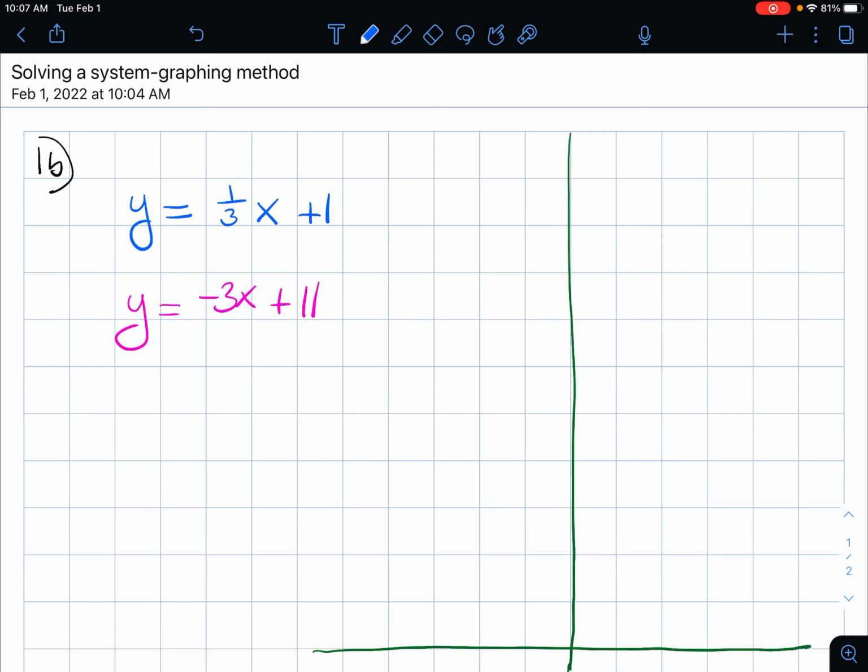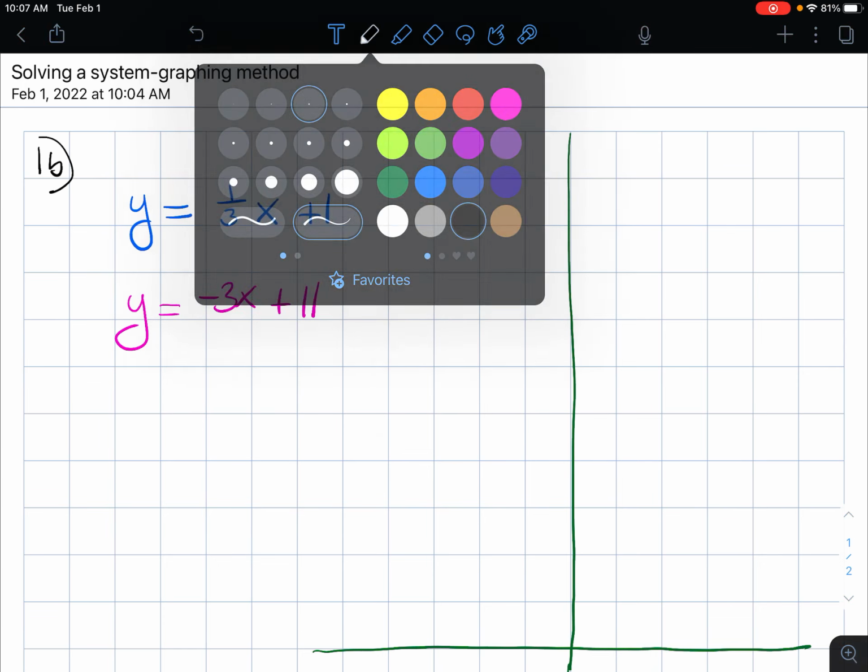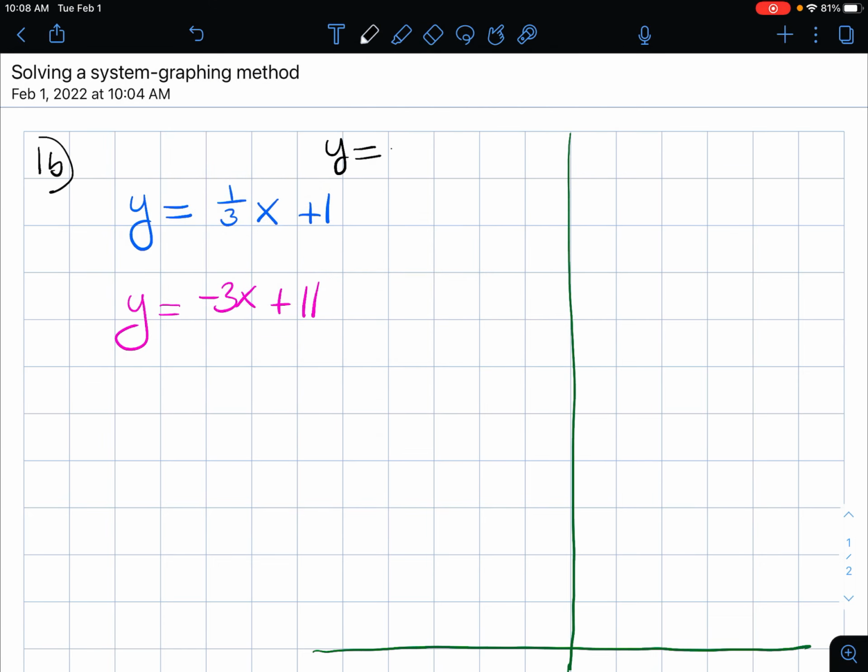This problem is 1A, and we have a system where both equations you can see are in slope-intercept form. So just as a quick little reminder, y equals mx plus b. This is your y-intercept, and this is your slope. So we can see we have two equations here. They're both all ready to be graphed.